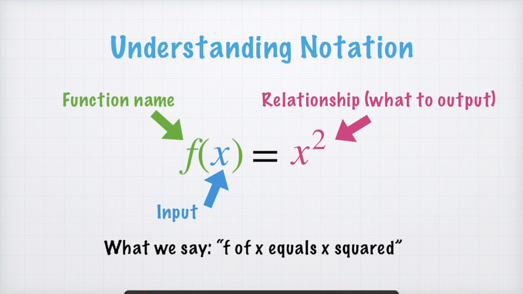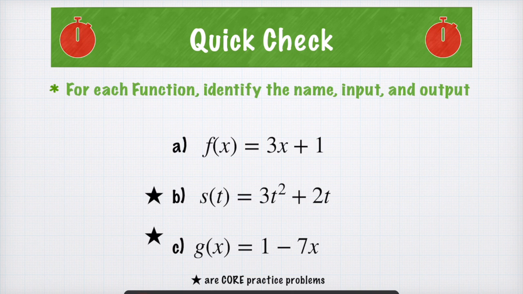We have a name of this function. In this case, it's f of x. So our function, we put in x, and it is a function of x, and we get out something, and that something is that relationship. It's our x squared.